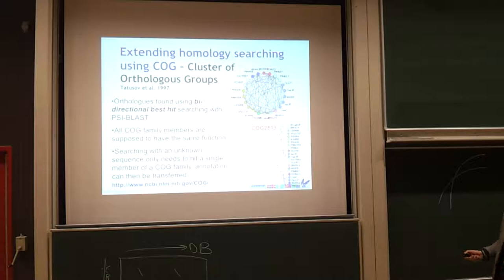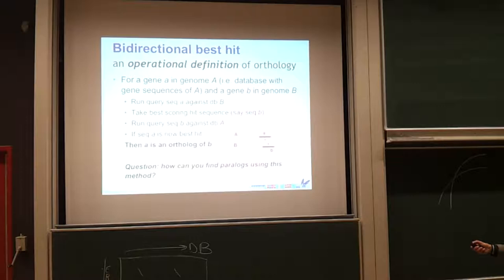Okay, do I have more on bidirectional best hit? Another way to really be sure, when you want to use BLAST. And what is BLAST doing? Using a query sequence, you establish putative relationships, or putative homologous relationships, with sequences in the database. So how can you be very, very sure about that? And here is an idea. So, how can you be absolutely sure?